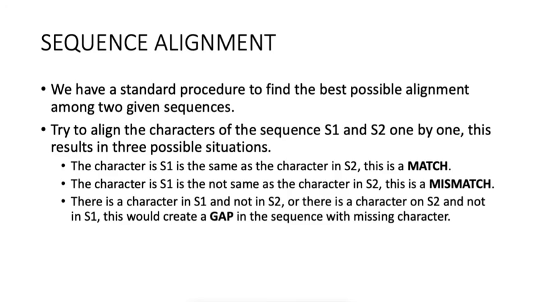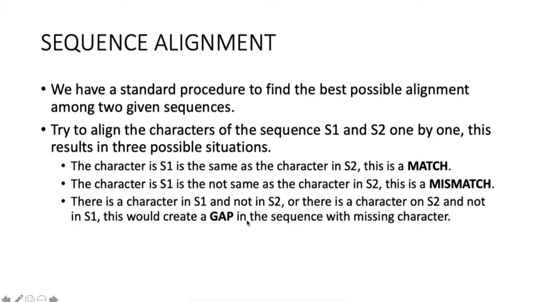So there's already a standard procedure to find the best possible alignment among two given sequences. There's an algorithm available in the literature in which they try to align the characters of both sequences one by one, and there are three possibilities. If the characters in both sequences are the same, it's a match. If the characters are different, it's a mismatch. And if there's a character in the first sequence but not in the second sequence, or a character in the second sequence but missing in the first sequence, it creates a gap.